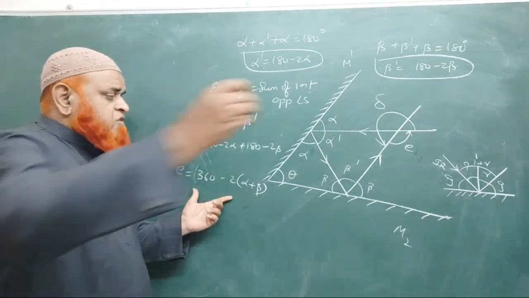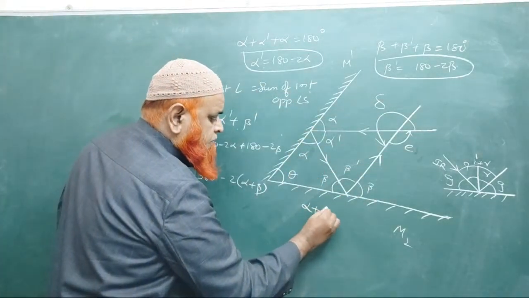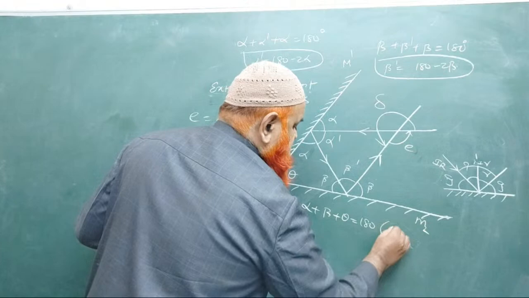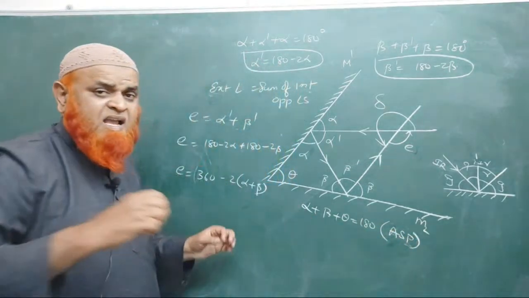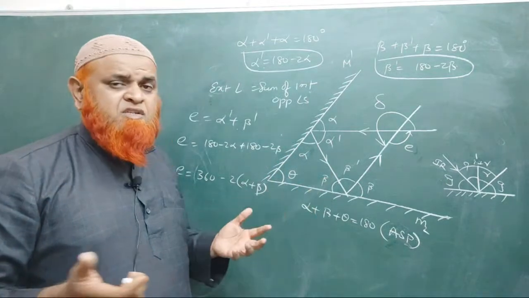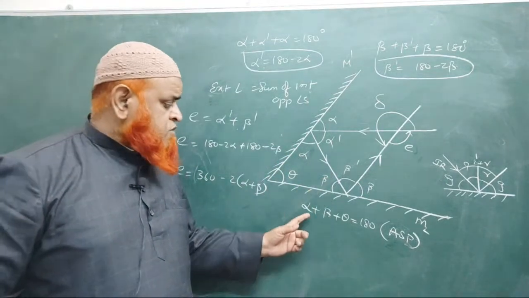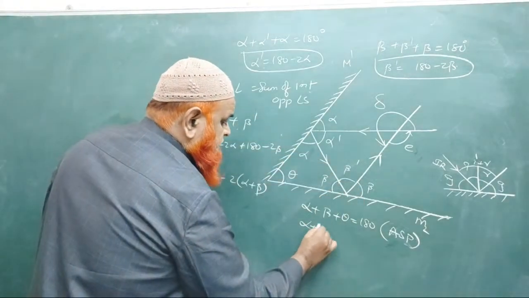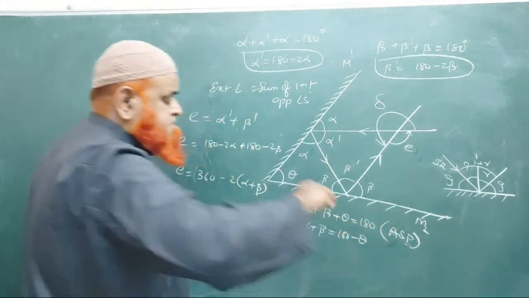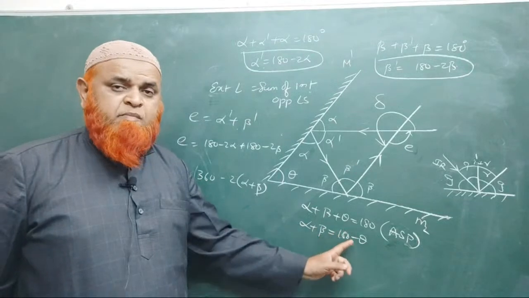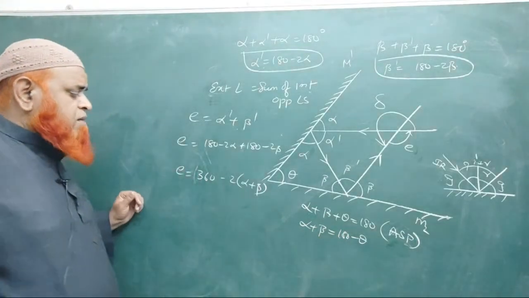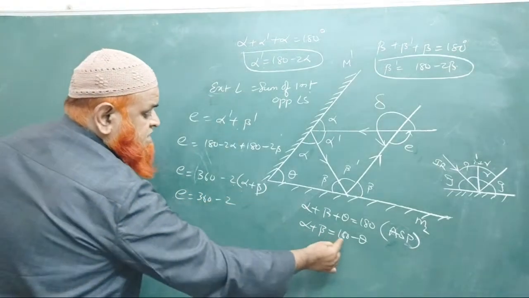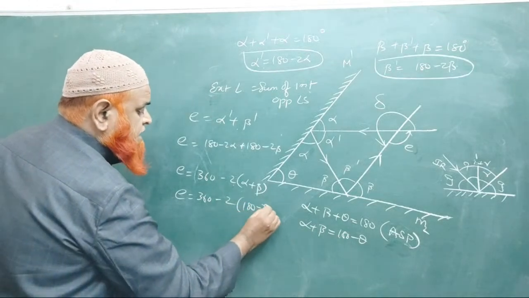Okay, so you also know that alpha plus beta plus theta is going to be 180 degrees, and this is called as angle sum property. Angle sum property, sum of the angles of a triangle is going to be 180 degrees. That is called as angle sum property. So alpha plus beta plus theta is equal to 180 degrees here. Now we can write alpha plus beta is equal to 180 minus theta. Okay, so what I am going to say here is, if you write here 360 minus 2, alpha plus beta can be written as 180 minus theta.